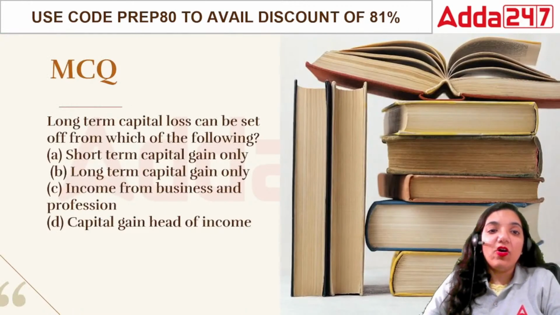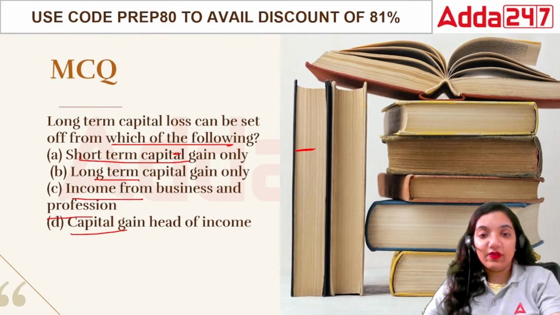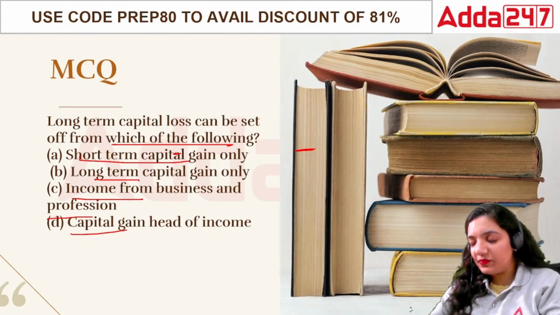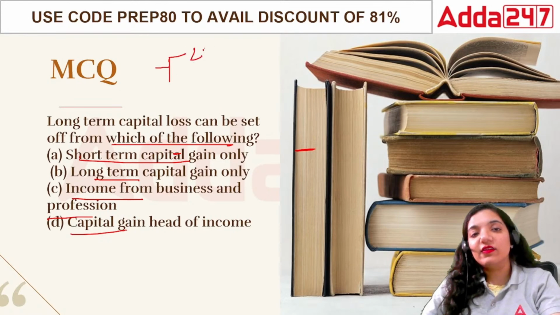Next point: long-term capital loss can be set off against which of the following? Short-term capital gain, long-term capital gain, income from PGBP, or capital gain from the head of income. Capital gain is basically the capital gain, head of income is one of the heads there. Acha, let's talk about it. Under capital gains, there are two kinds of losses that can occur: long-term capital loss and short-term capital loss.